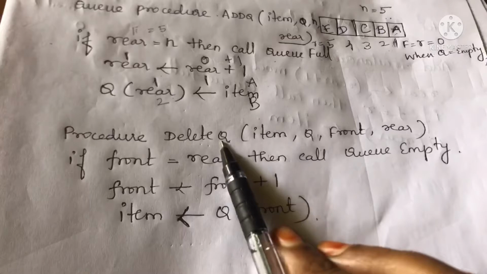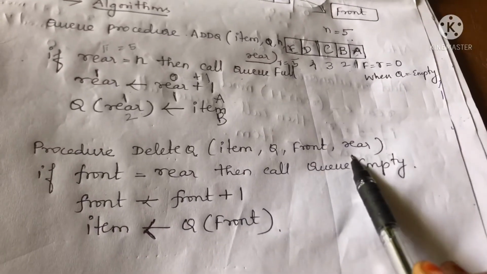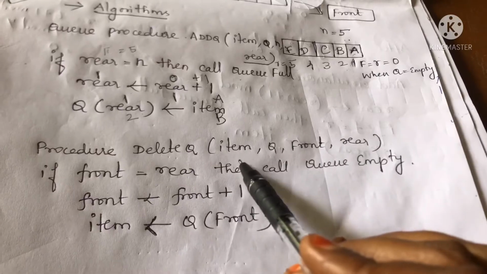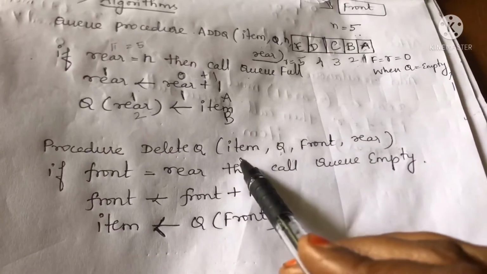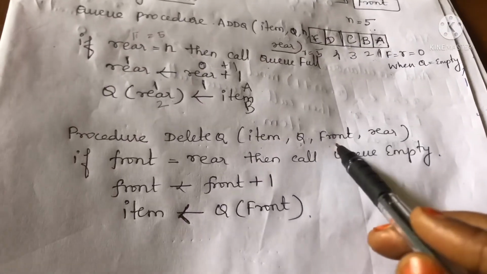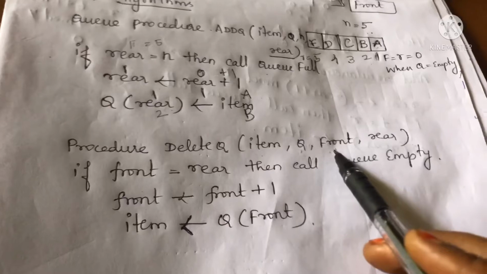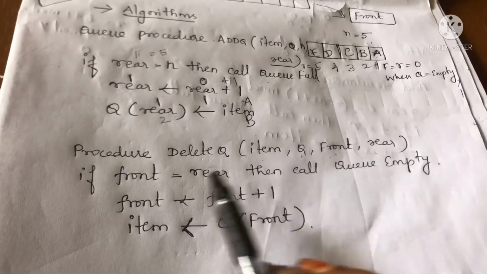Deletion procedure: delete Q of item, Q, front and rear. Here I am going to delete an item from the queue. I am representing the item as Q. Then deletion is done by which position? Front. So here we indicate front and rear. These are the 4 parameters for delete Q.